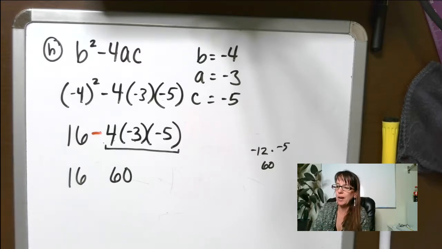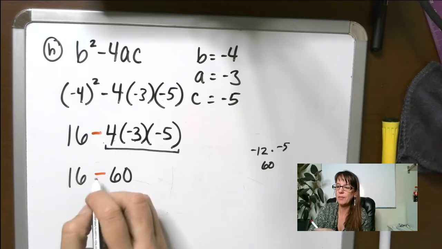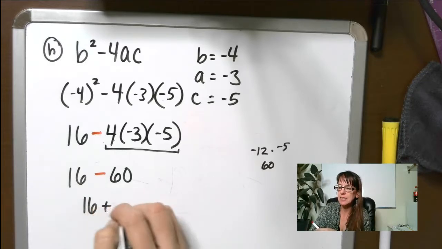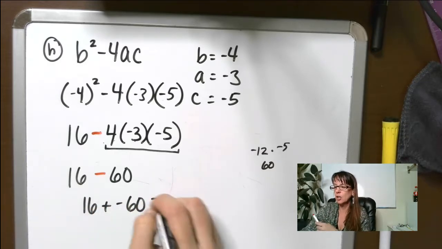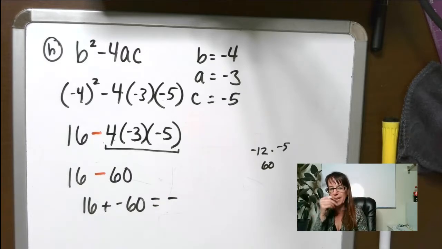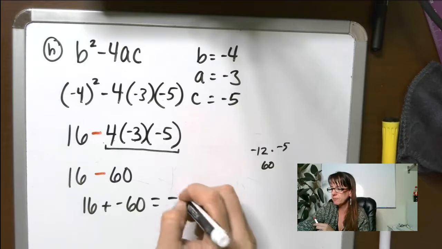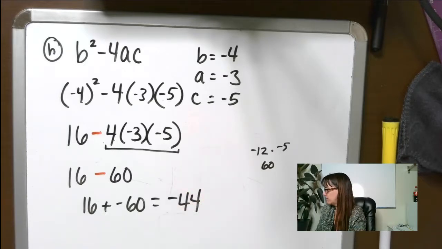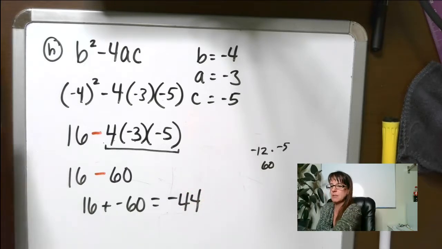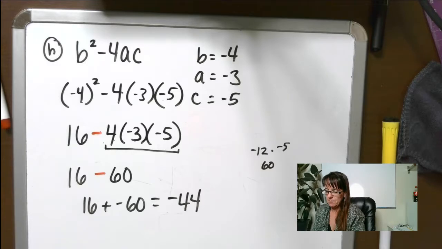Now I've got to bring this down. If I add the opposite, 16 plus -60, the negative team is larger, and it is larger by 44. So -44. Let me double check that. It's 44. Good. So that would be our answer for that one.